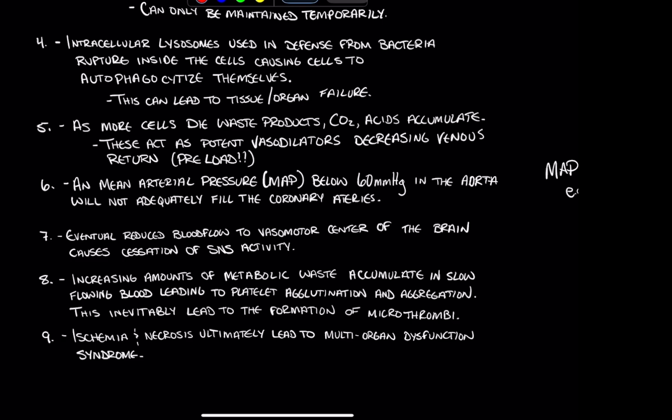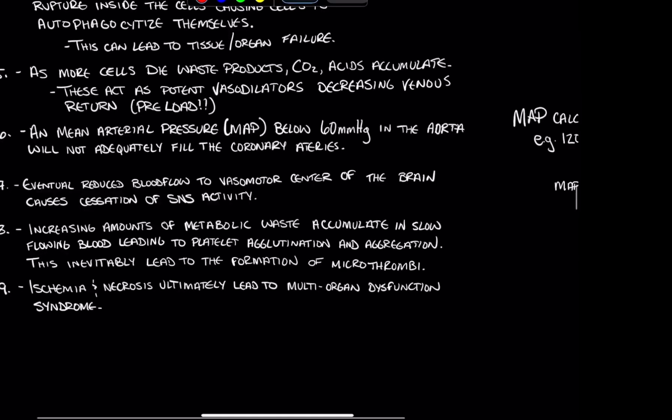These waste products and byproducts will actually act as vasodilators, and they will reduce venous return, which is the preload on our heart. As this preload diminishes, we're going to lose mean arterial pressure, which is also known as our MAP. I'll talk about that in a second.